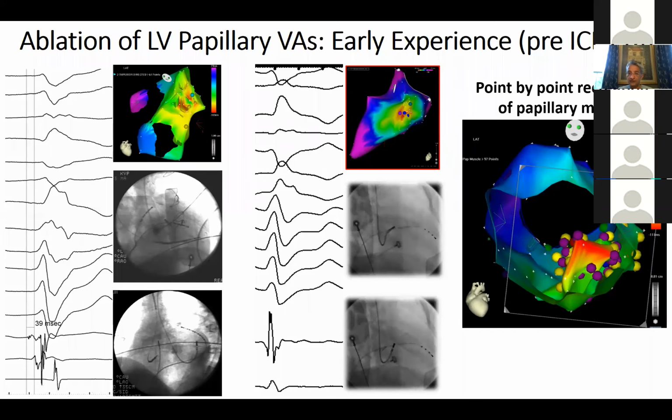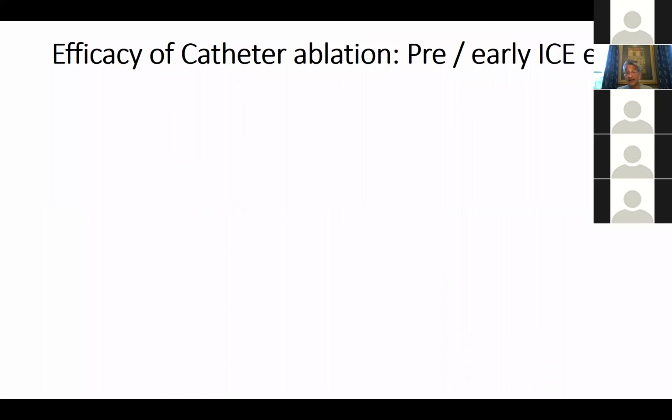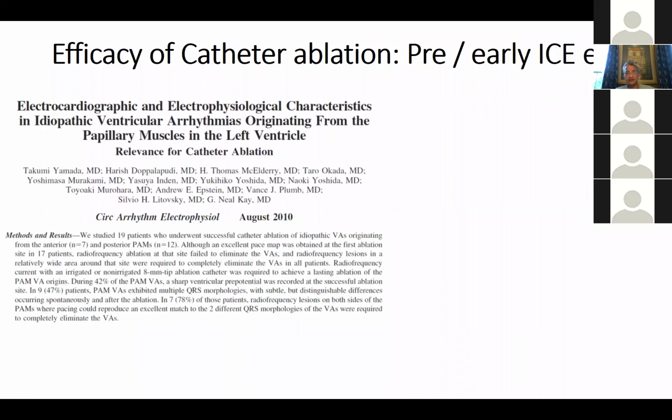These procedures took a lot of time, and in that period, which is either the pre-ICE era or early ICE era, the success rate that most of us had in tackling these arrhythmias was really not that great. This is a paper from the group in Alabama, Dr. Yamada and colleagues. They did some of the early work in this area. They defined, in a small series of 19 patients, half of them from the posteromedial papillary muscle and half from the anterolateral papillary muscle, some of the observations.